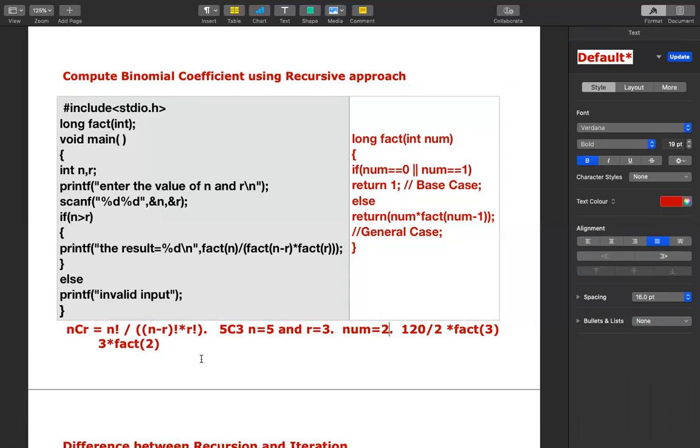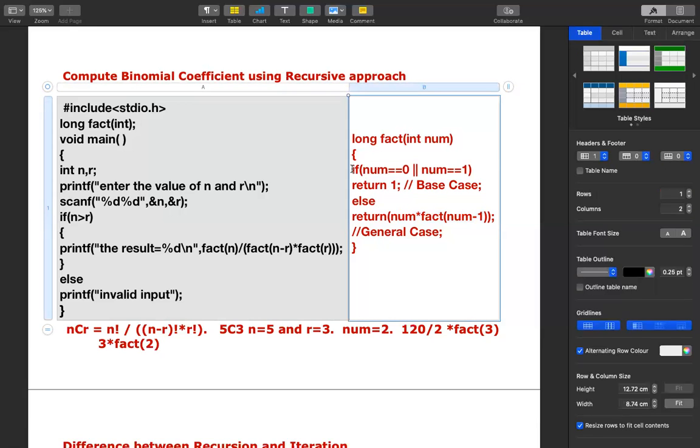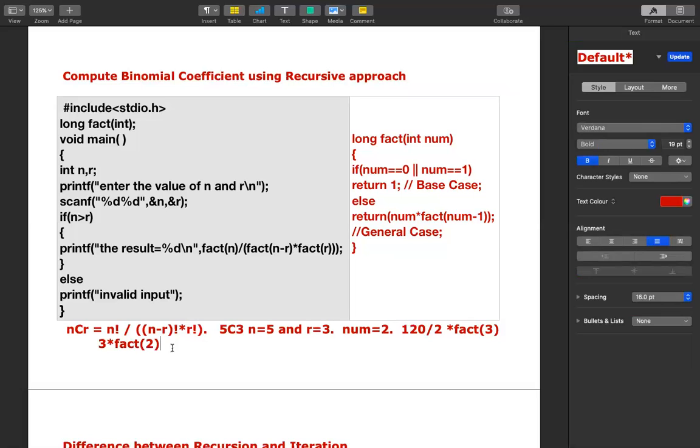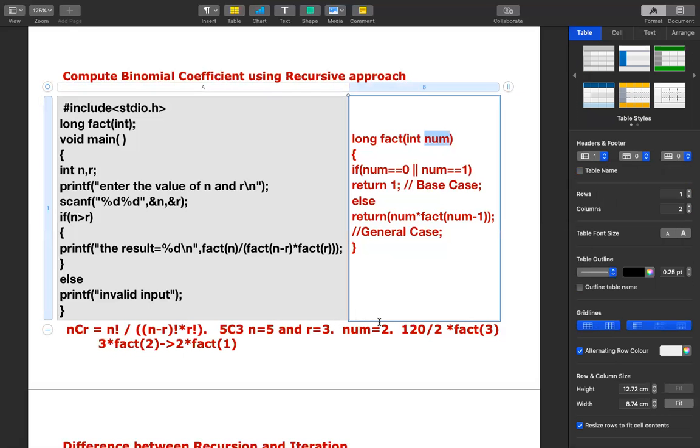Again fact of 2 is not a problem which can be solved directly. We need to make it much smaller. So again it goes to the general case. It checks if num is equal to 0 or num is equal to 1. It is false, so it goes to else. What happens in else? It further subdivides into 2 into fact of num minus 1. What is current num? 2. That is 2 minus 1, which is 1. So now it is calling the function again with the parameter 1. This 1 will be copied to num, so now num becomes 1.